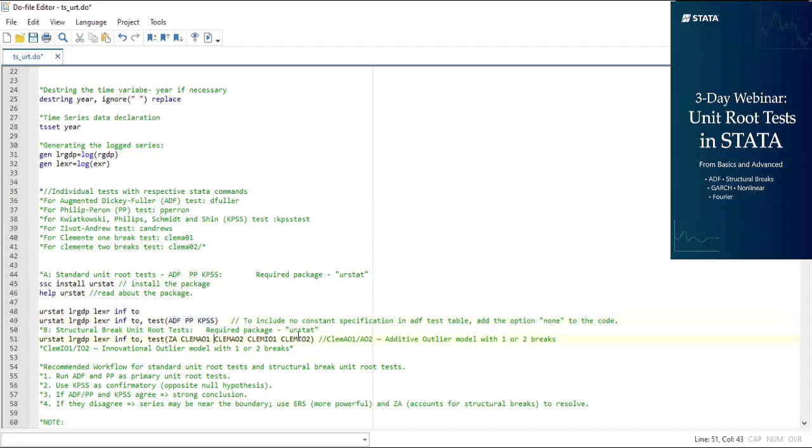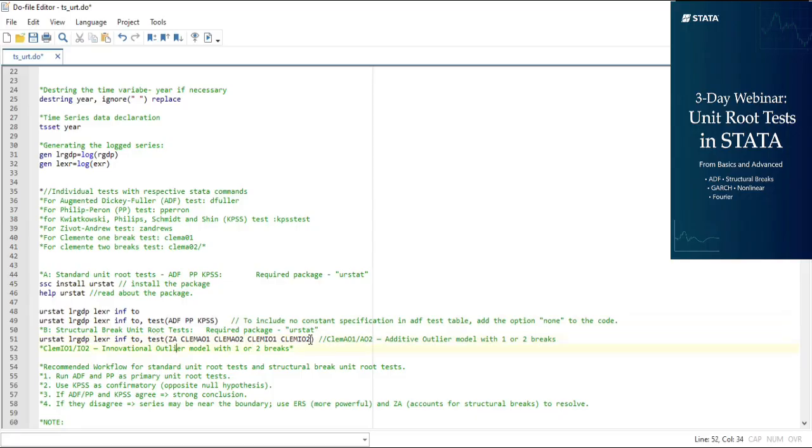So it's always good to also use structural break unit root tests, because non-stationarity can mean that your series has a structural break. When you run a structural break unit root test and your series becomes stationary, but your standard unit root test shows that the series is not stationary, it means that your series contains a structural break. That is the problem of the series. That's why it's not stationary.